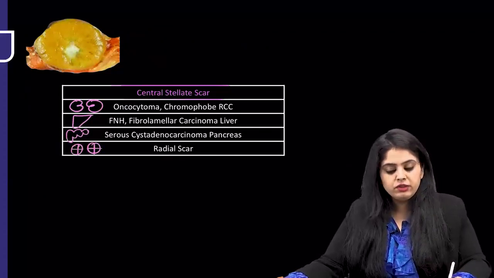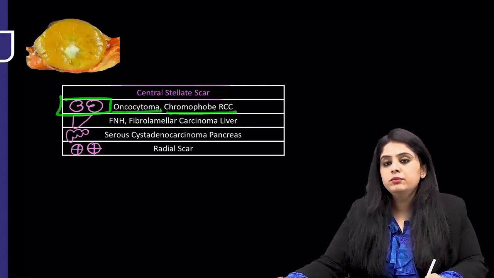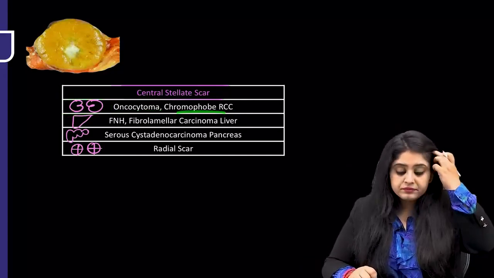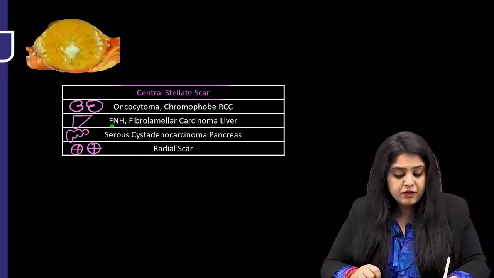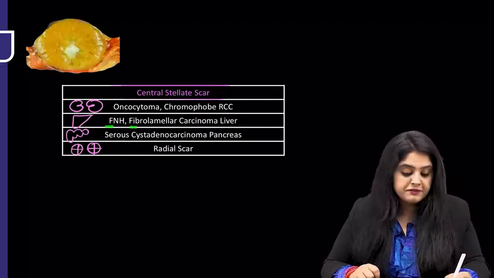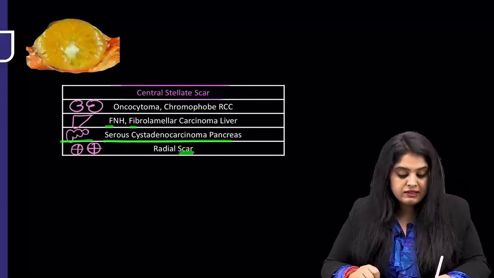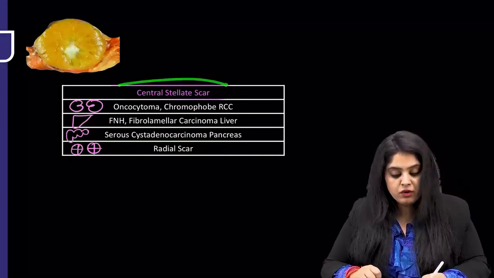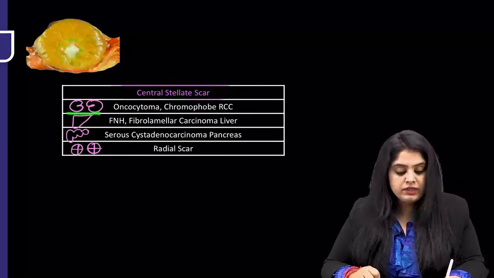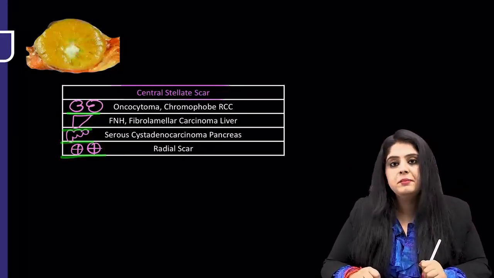Okay? So what are the 2 things in the kidney? We studied oncocytoma, and there's another tumor called chromophobe RCC. So oncocytoma and chromophobe RCC. In the liver, FNH, focal nodular hyperplasia, and fibrolamellar carcinoma. Then serous cystadenocarcinoma of the pancreas and radial scar which you see in the breast. These are all the conditions that show you a central stellate scar like this. 2 in the kidney, 2 in the liver, then we have your pancreas and the breast.